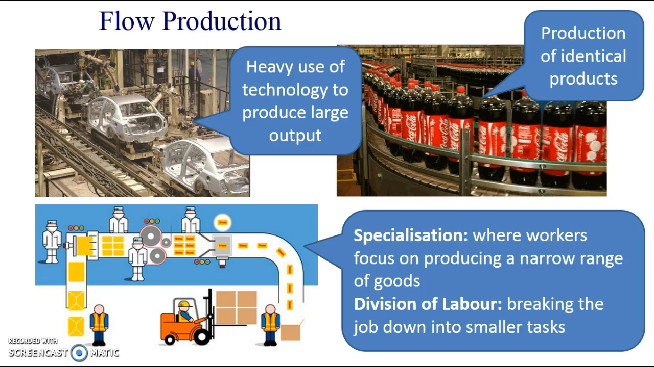So they get a lot of repetition, they get a lot of practice doing that, and they should get very good at doing that task because they only have to focus on that one thing. And to do this, you need division of labor. So this is breaking the job down into smaller tasks so that you've got a few people doing it.